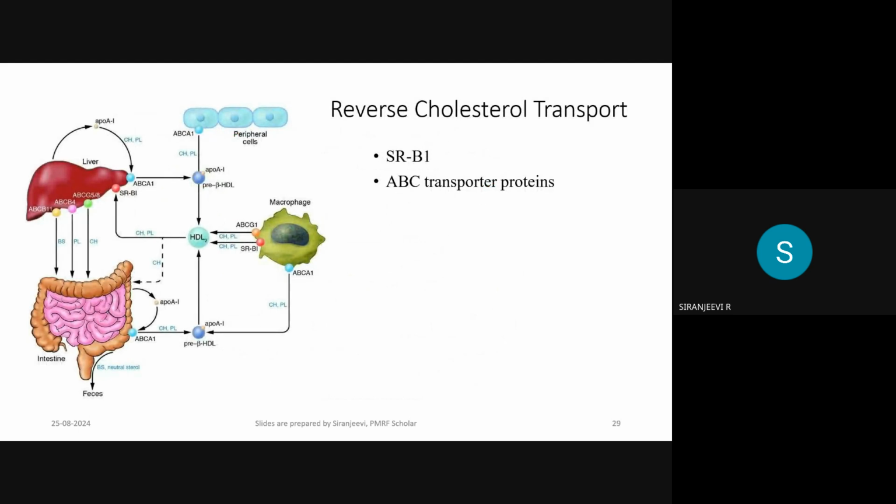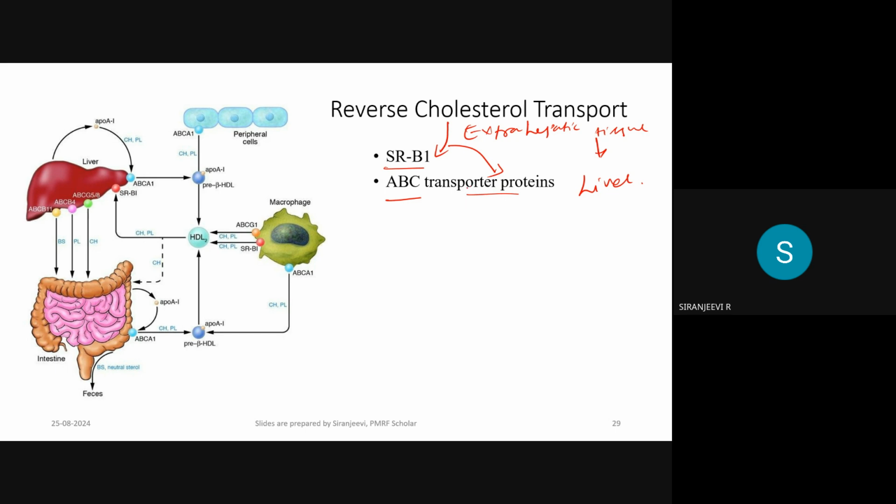There is one more thing called reverse cholesterol transport, because if the cell is having more cholesterol, or the liver is not having cholesterol, or the dietary uptake of cholesterol is not there in the body, then reverse cholesterol transport should happen. Means it should take up the cholesterol from the tissues, which means the extrahepatic tissues, to the liver. So it can be done by the two proteins which we have already talked about in the previous slide: one is the scavenger receptor class B type 1, called SRB1, and then the ATP binding cassette transport proteins.